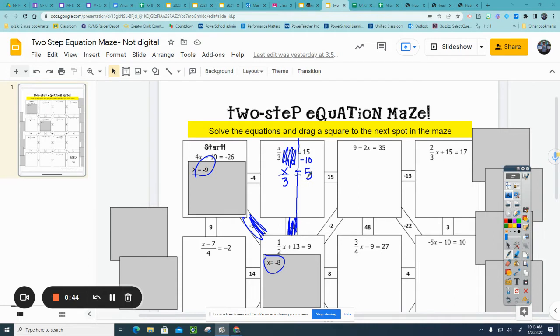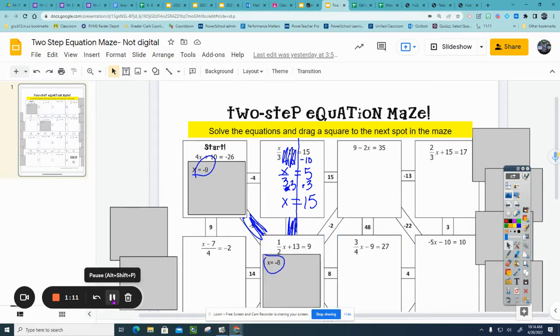Okay, the next thing that you need to do is whatever the opposite of dividing by 3 is. The opposite of dividing by 3 is multiplying by 3. So we're going to multiply both sides by 3. You're left with x equals 15.